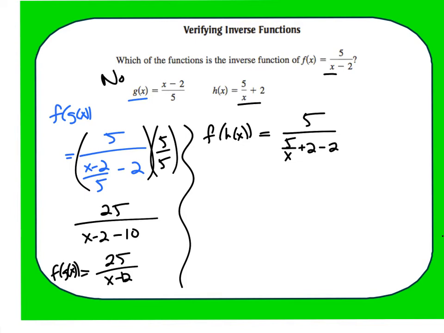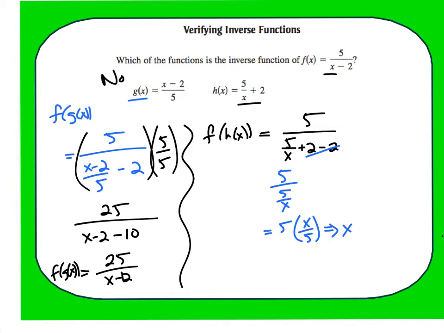2's cancel. 2's cancel. I love it when that happens. All right, so 2's cancel. And so now I'm left with 5 over 5 divided by x. If I divide by something, that's the same thing as multiplying by its what? Reciprocal. So if I say 5 over x, that's the same thing as saying 5 times x over 5. And what do I get? X. I get x. That's what I'm talking about.